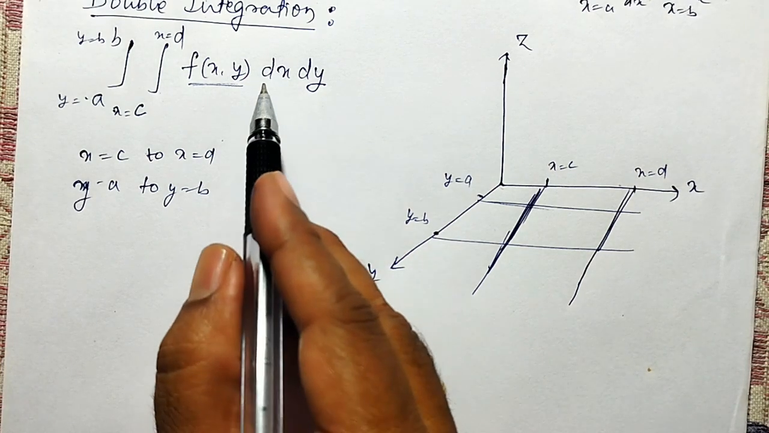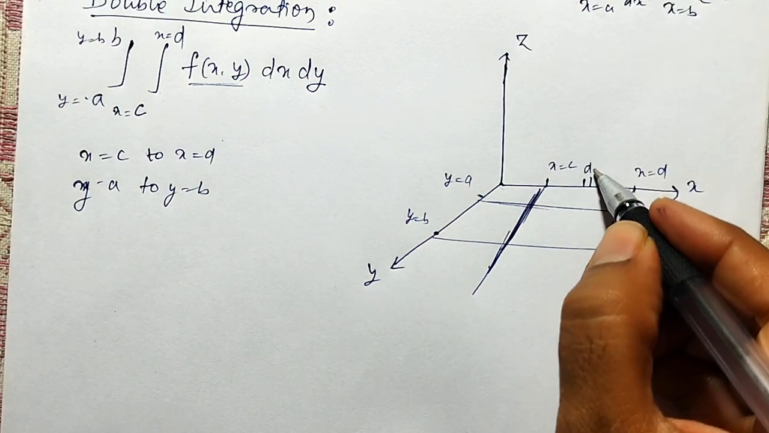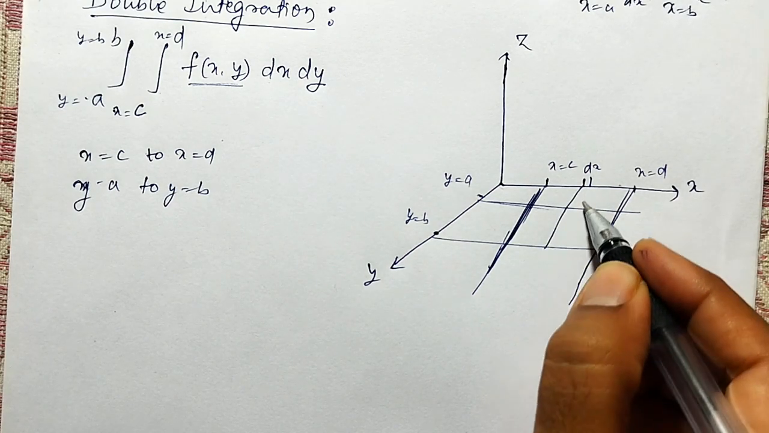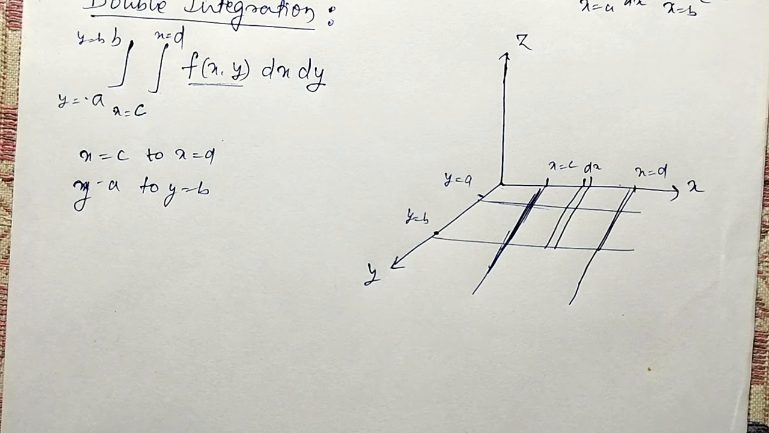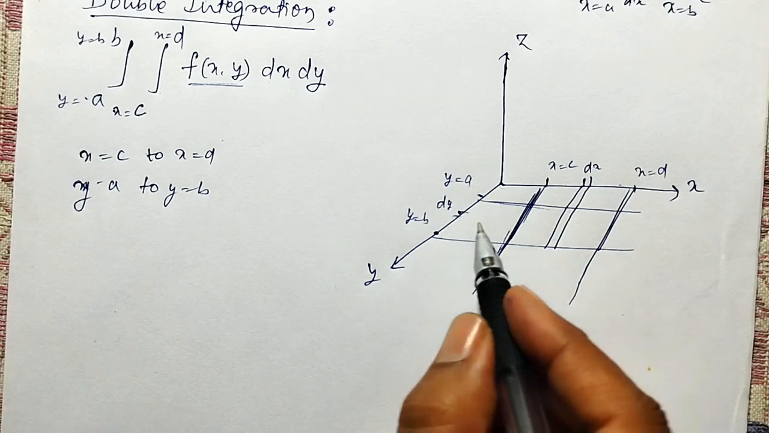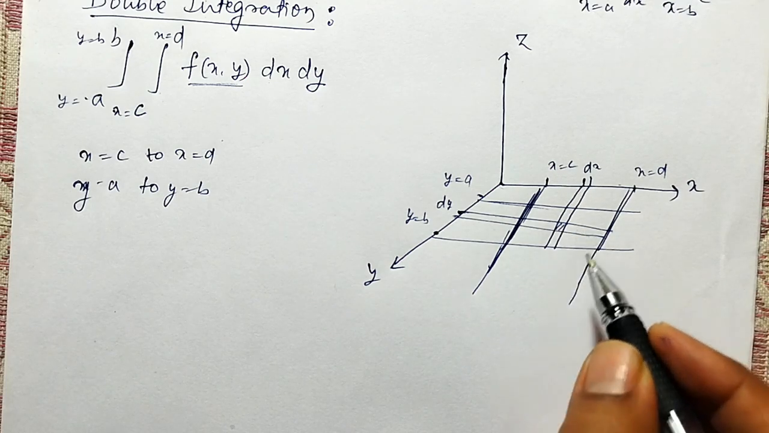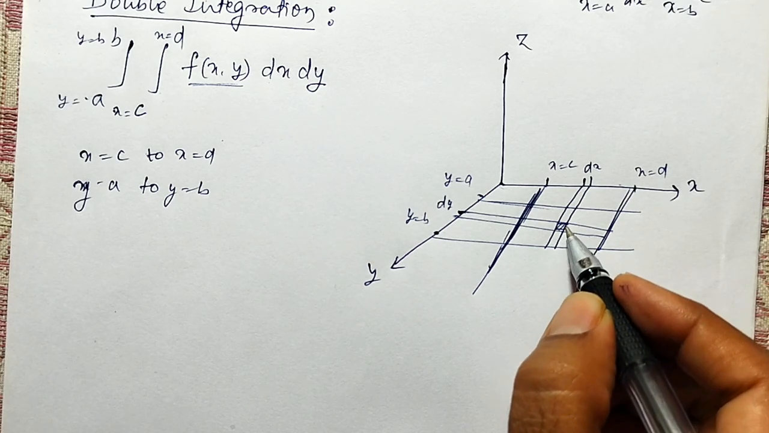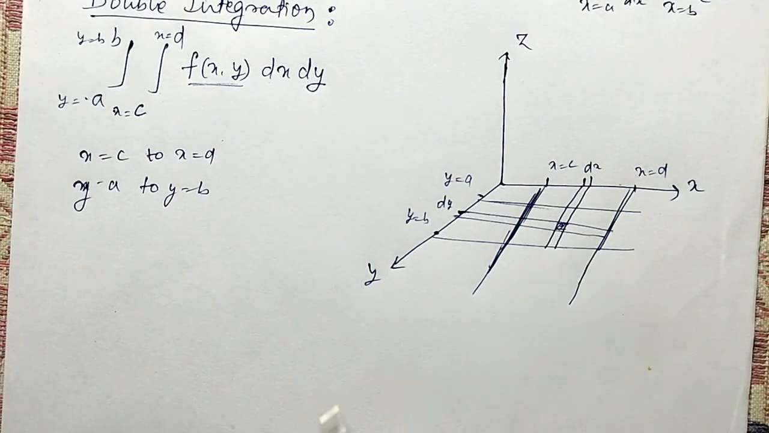Now, let me consider a small dx in x. This is my dx on the x-axis. If you extend this, this is my strip of dx in xy. Very small dx I am considering. Like that, if you consider a very small dy on the y-axis and extend that also, it will form one small rectangle. This small rectangle gives you dx into dy. This area is nothing but dx into dy.